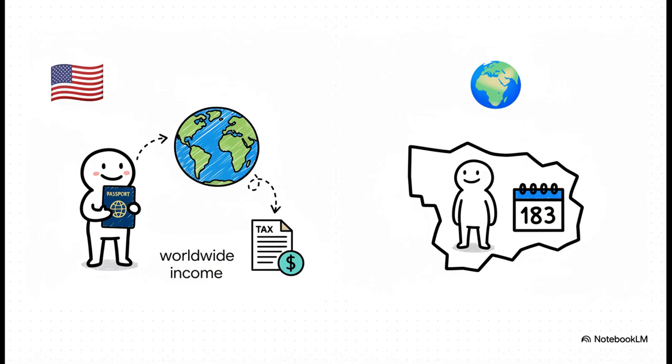But then there's the United States over on the left. America plays a totally different game. It does not matter where on earth you are. If you have a U.S. passport, you have a lifelong obligation to file U.S. taxes on your worldwide income. So for American nomads, the challenge is instantly doubled. You have to deal with the IRS for life, and you have to make sure you don't accidentally become a tax resident somewhere else at the same time.